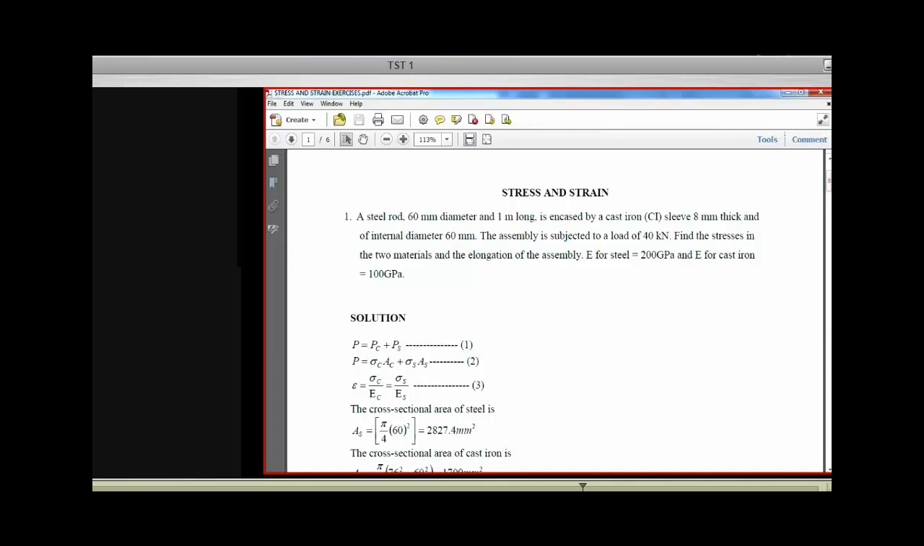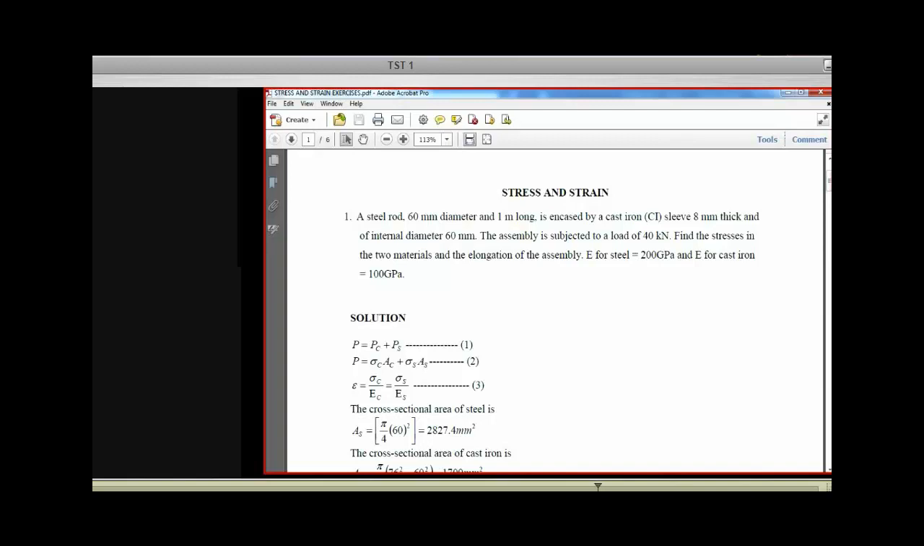So let's look at this example one. It said a steel rod of that diameter and that length is encased by a cast iron sleeve of this thickness and of internal diameter of that. The assembly is subjected to a load of 40 kilonewton. Find the stresses in the two materials and the elongation of the assembly, and the Young modulus of each of the materials are given. So in this case, the first thing before you can solve any problem is for you to understand the problem. Once you understand the problem, you can, based on your understanding, now try to solve the problem.